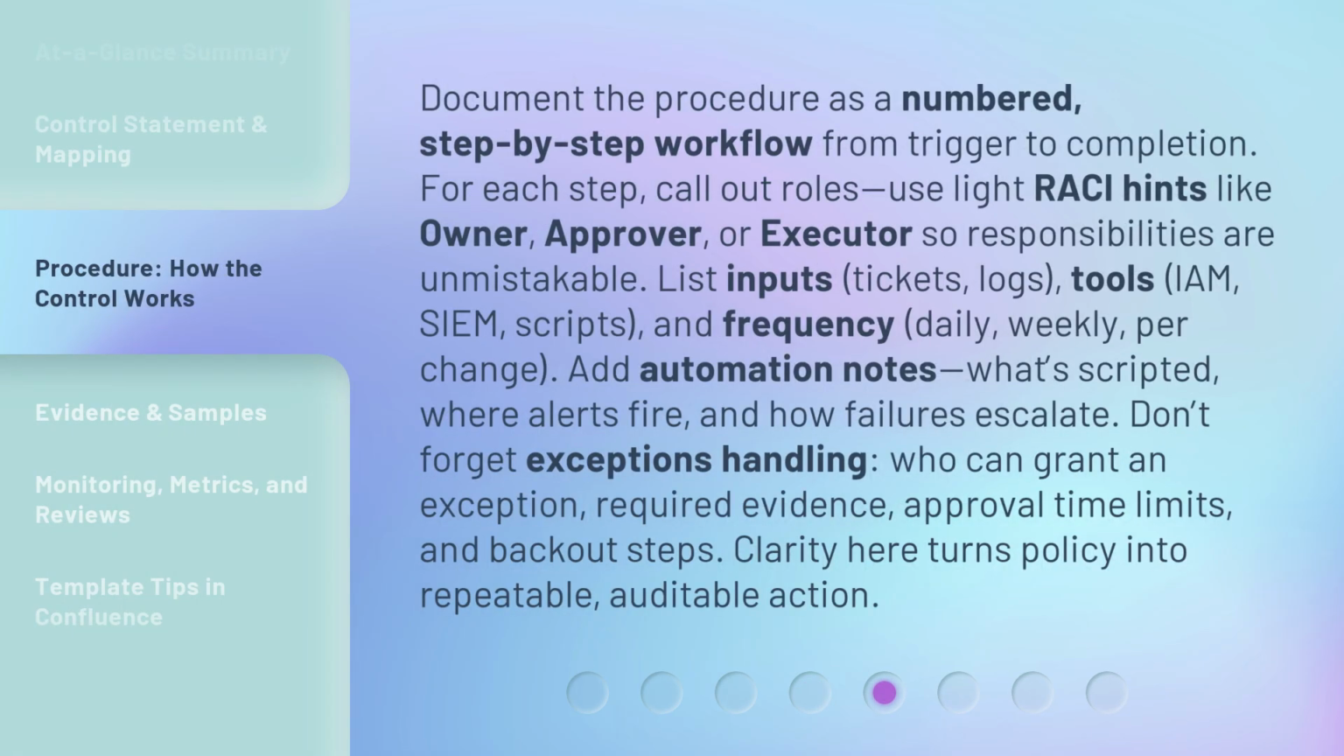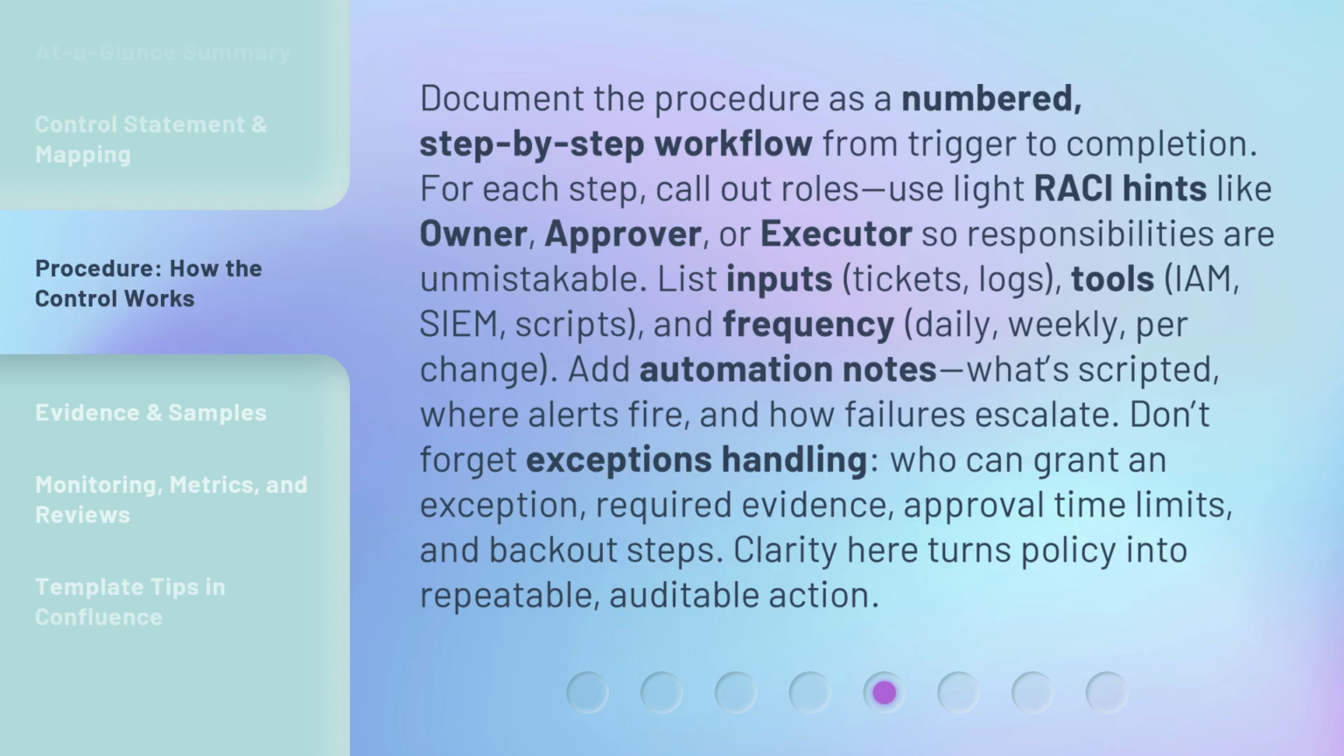Document the procedure as a numbered, step-by-step workflow from trigger to completion. For each step, call out roles. Use light RACI hints like owner, approver, or executor, so responsibilities are unmistakable. List inputs: tickets, logs, tools, IAM, SIEM, scripts, and frequency: daily, weekly, per change.